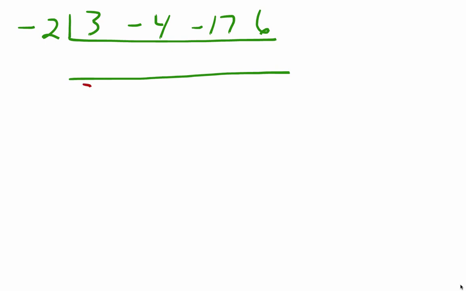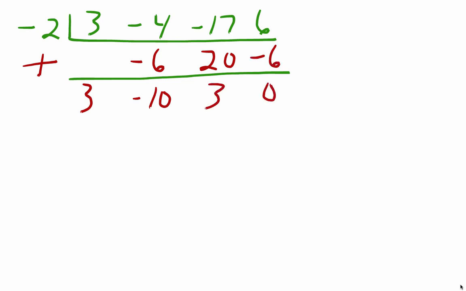So you bring down the 3, and you take negative 2 times 3, which is negative 6. Add those together, so that would be negative 10. And negative 2 times negative 10 is 20. And add those together, you get 3. And negative 2 times 3 is negative 6. Add those together, you get 0, so that's my remainder. So my factor, or my equation, is 3x squared minus 10x plus 3. It always starts with one less exponent than your original equation.